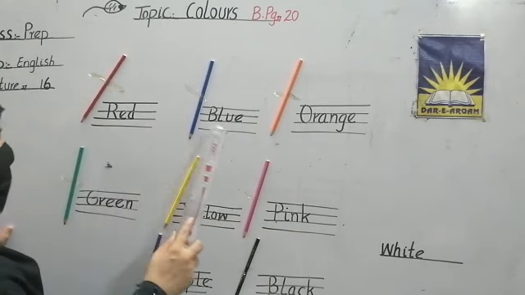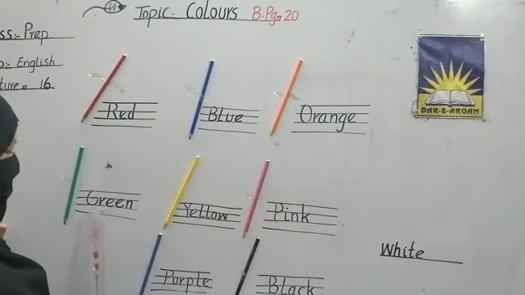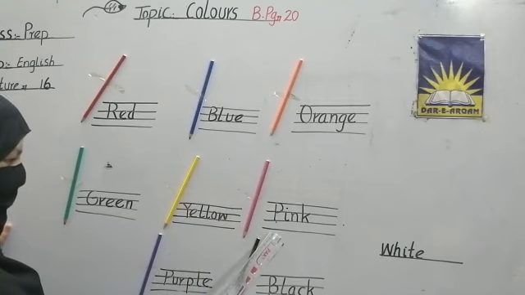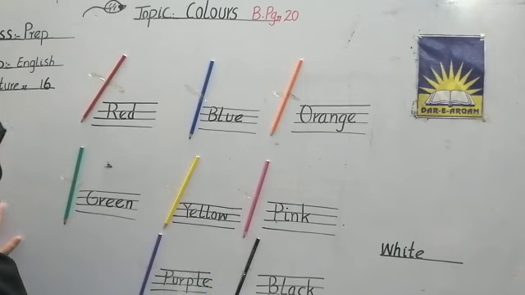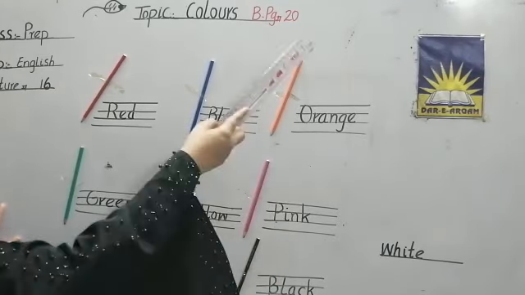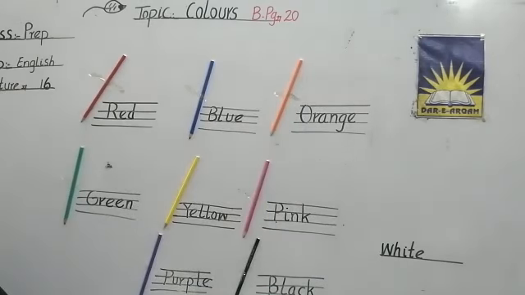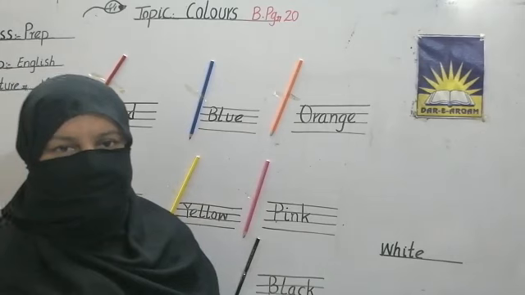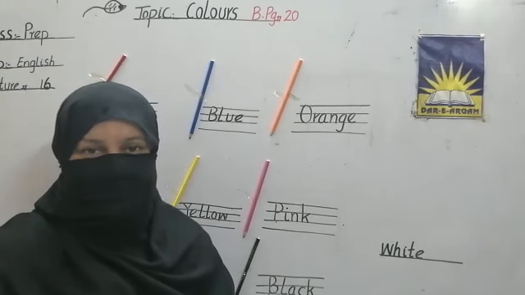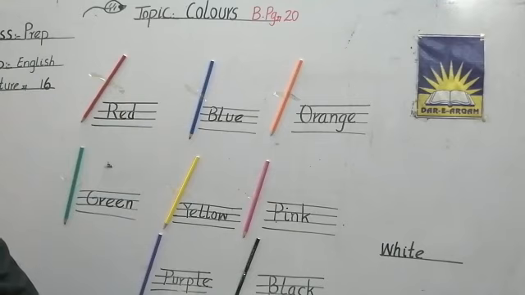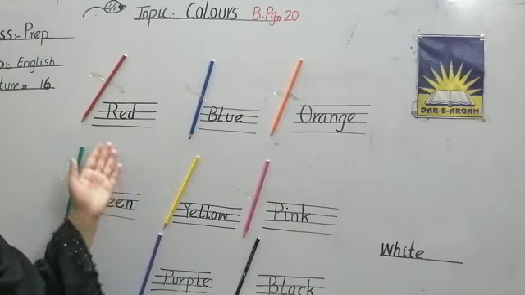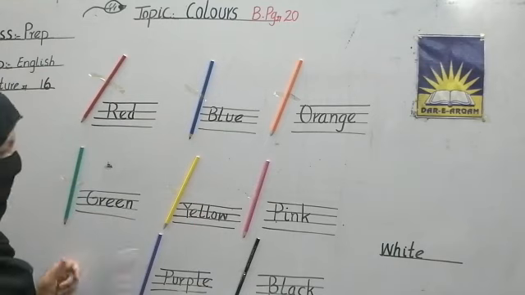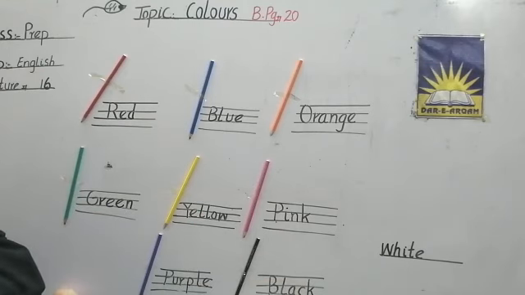Okay, repeat this page with me once again. Red, blue, orange, green, yellow, pink, purple, black, and what is the color of this board? White. Students, there are many colors around us. Now tell me, what is your favorite color? Yes, good. Students, read out this page carefully.